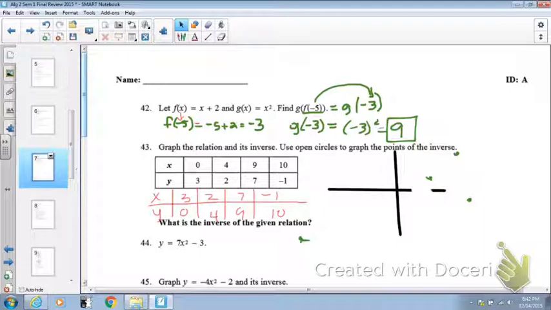I think I put one of my points in the wrong spot. Okay, let's back up, and the original point is 0, 3, so it's up here somewhere. Okay, now we're ready to do the red ones. 3, 0 is right in there. 2, 4. 7, 9, and then negative 1, 10 would be up here somewhere. So that's how you do an inverse.